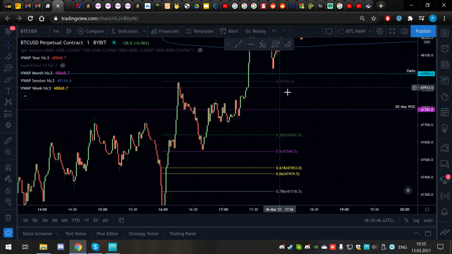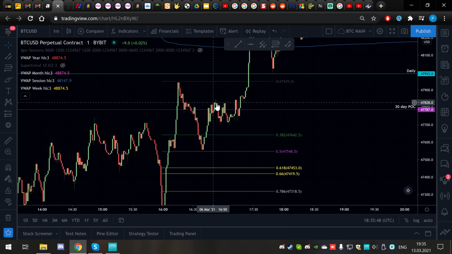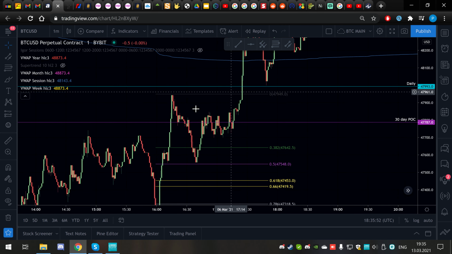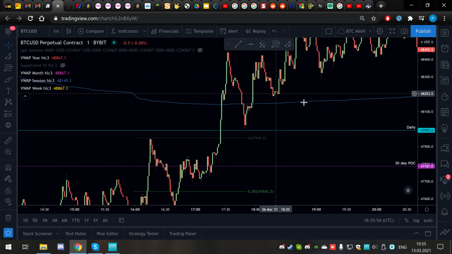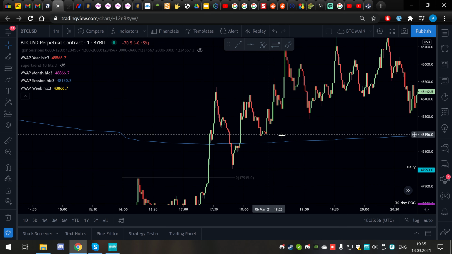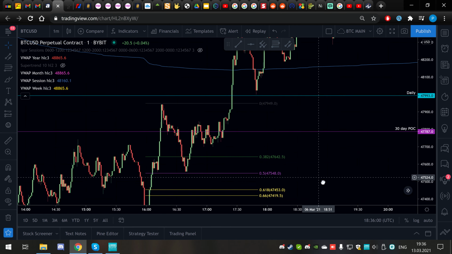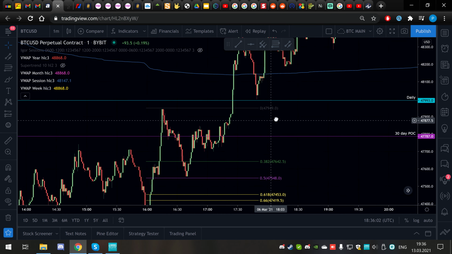So this was your entry. You took profit for stop loss here, and you wait for the new high, and it was a really strong move. So you would have made a lot of money on this trade, because we want moves like this. This is really nice.